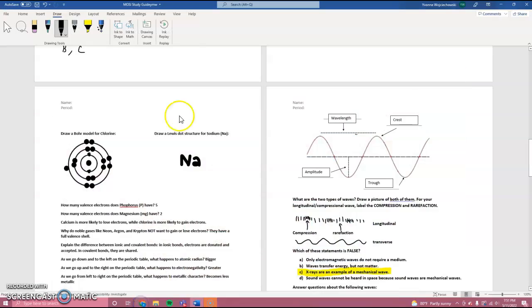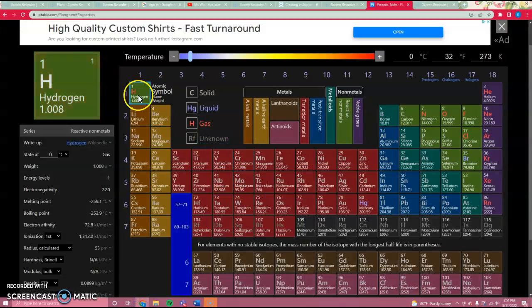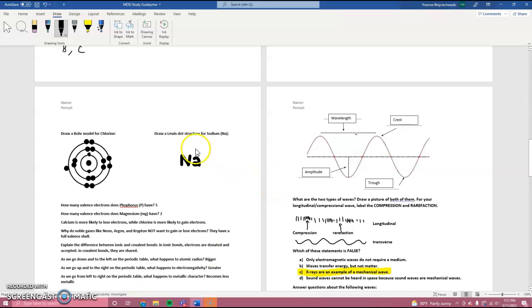So, sodium, where's sodium at? It is in this first column right here. We know it has 1 valence electron. Wow, that was so easy.